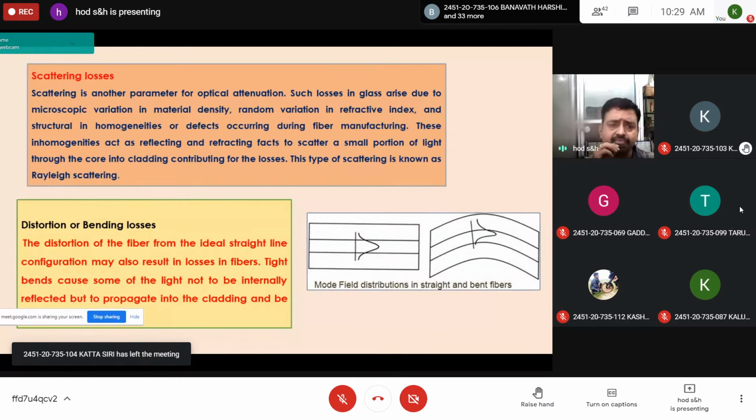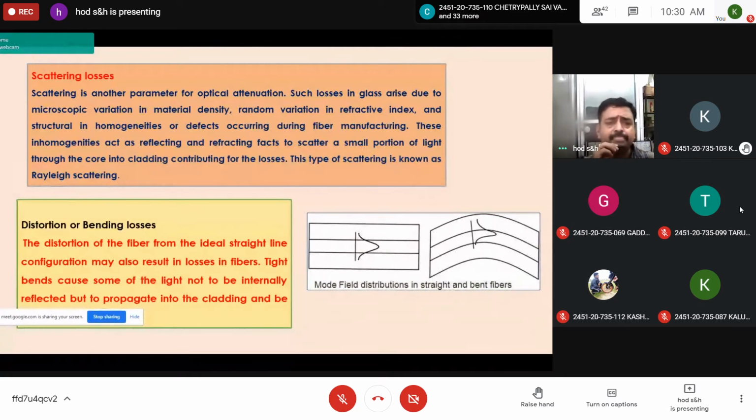Because of that, some scattering losses will be there, and due to bending also, the light has to travel straight. Because of the bending, total internal reflection may not occur properly, and some amount of optical energy is scattered through the cladding material. These are the various reasons for power loss in optical fiber communication system.